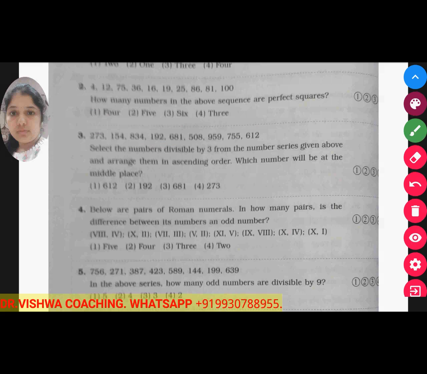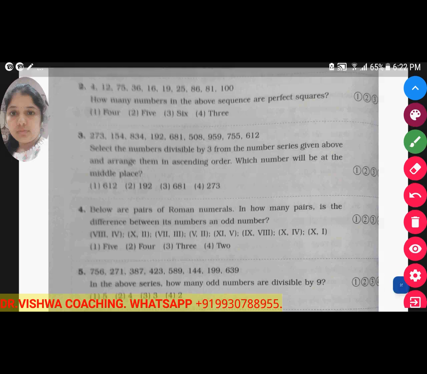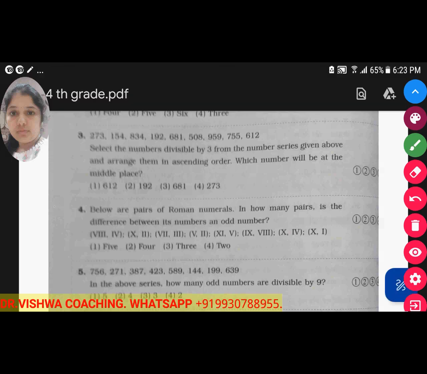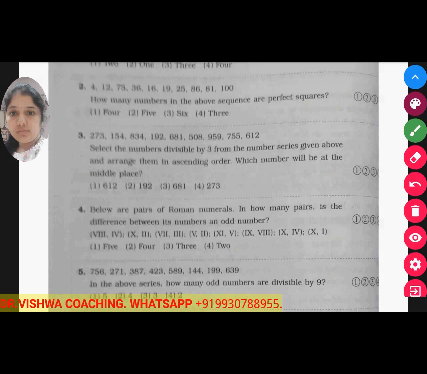Okay, and for 5's divisibility, 5 or 0 should be at the unit place. Now for 9 and 18 also, you have to add the digits. If the sum is divisible by 9, then the number is divisible by 9. If the sum is an even number, then it is also divisible by 18. And for 7, the divisibility test is you multiply the unit place digit by 2 and subtract it from the rest of the number. If the result is divisible by 7, then the whole number is also divisible by 7.